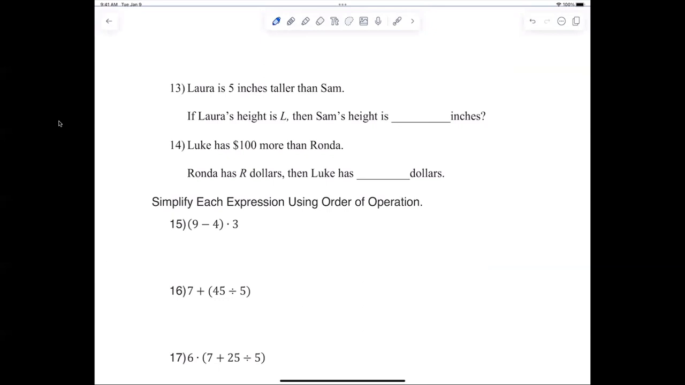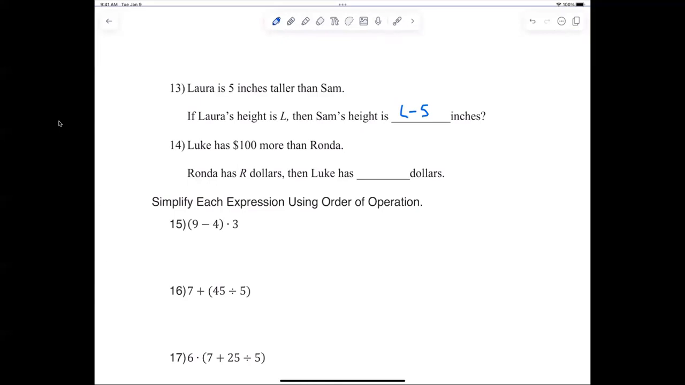Laura is 5 inches taller than Sam. Laura's height is L. Then Sam's height is what? Come on, guys, this is kind of tricky. Palmer, L minus 5. You are good. Laura is taller than Sam, so Sam is shorter. So that would be L minus 5. Very nice work, Palmer.